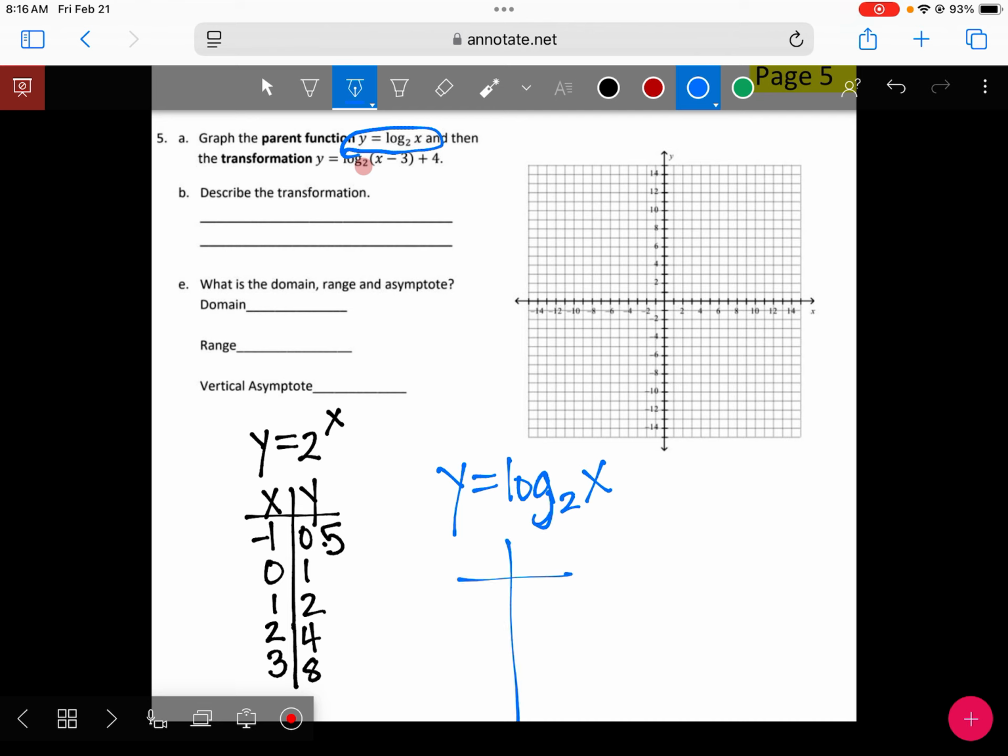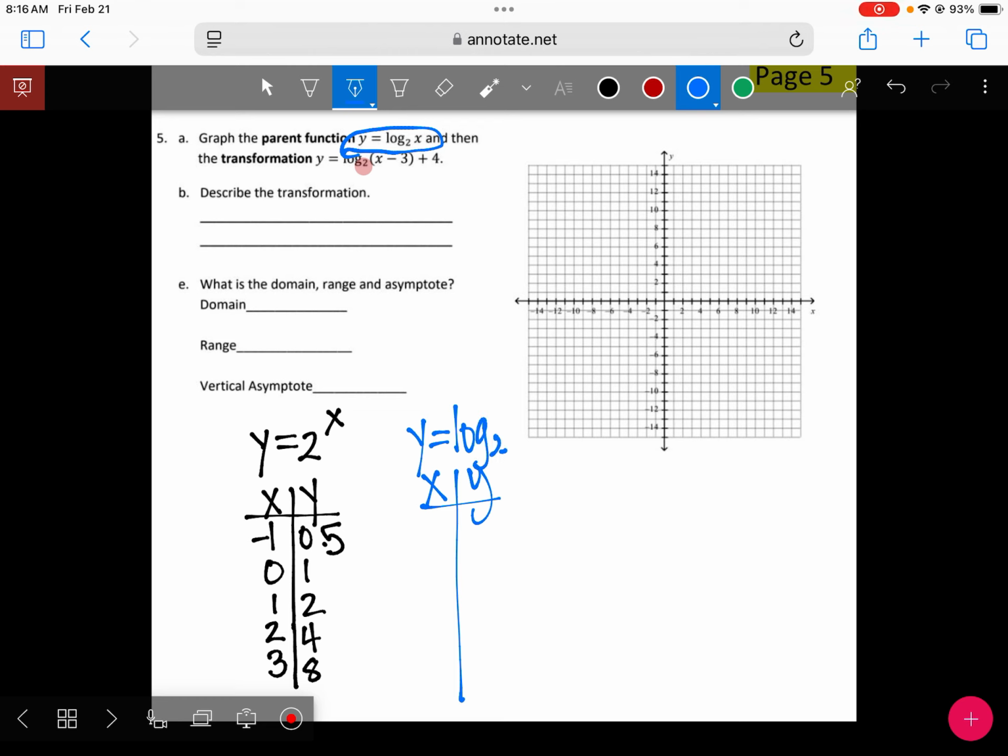Does anybody remember from yesterday, what do I have to do with that table in order to get the sister table? What do we do with the x and y? We flipped it, yep. So let's go ahead and do that again. When I flip it, that means all of my x values are now going to be my y values, and all of my y values will become my x values. So let's go ahead and flip it.